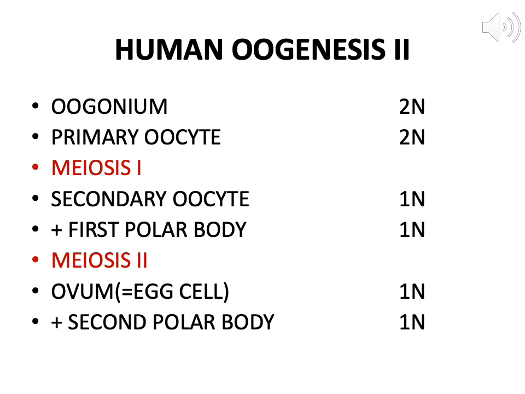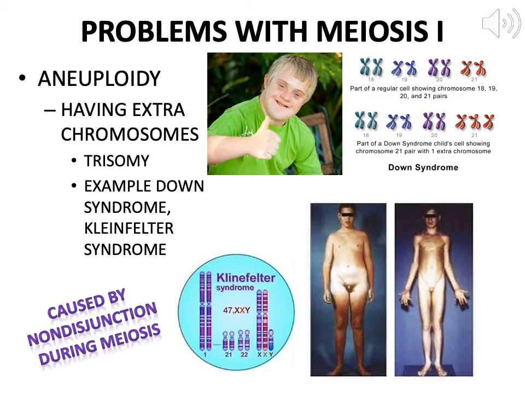So, as promised, the following slide is nothing more than a list of all of those cells you need to be aware of from the process of oogenesis. Oogonium, primary oocyte, secondary oocyte, first polar body, ovum or egg cell, and second polar body. And this slide works very, very well with the previous slide in terms of getting a good idea of what the process is involved. Our last few slides in this presentation are going to deal with problems with meiosis.